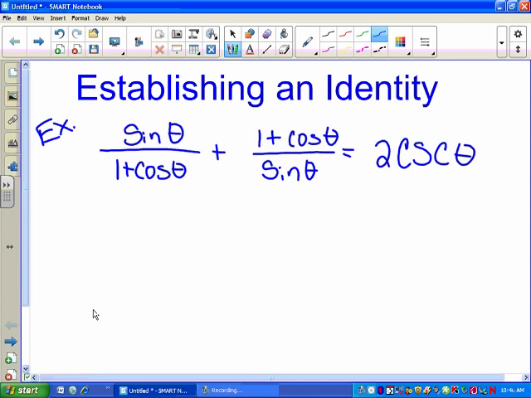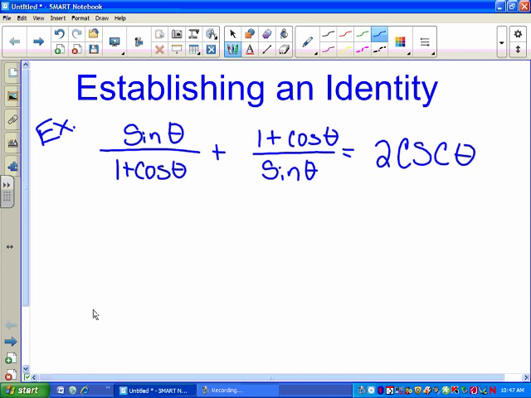We're going to go through 5 tactics that will be helpful for you so that you can begin to do this by yourself. Okay, the first thing I'm going to do is I notice that I've got 2 fractions that I'm supposed to add together. And we all know that the rule for adding fractions is to have common denominators. Well, I could choose the denominator of sine theta and 1 plus cosine theta, but I have a better idea.